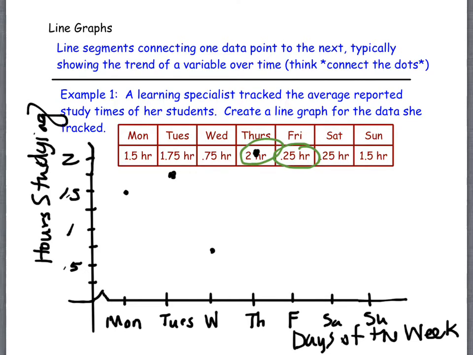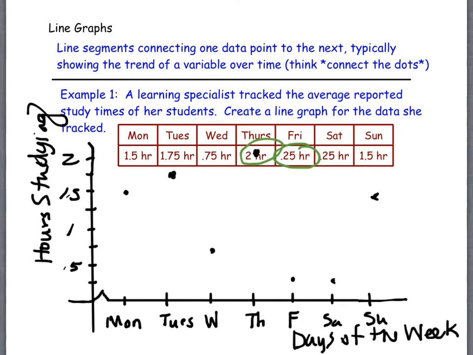And then on Friday, I think somebody lied because I'm pretty sure none of them studied on Friday. But we'll give them the benefit of the doubt and put it at 0.25. Saturday, also 0.25. And then on Sunday, of course, they're getting ready for the week ahead, and they studied another 1.5 because they didn't study over the weekend.